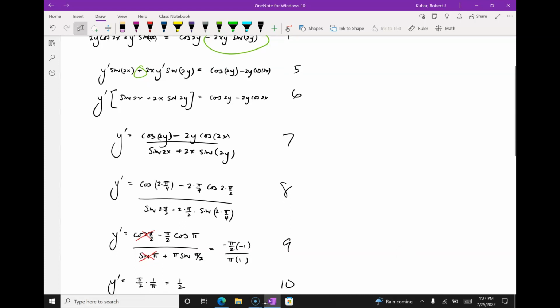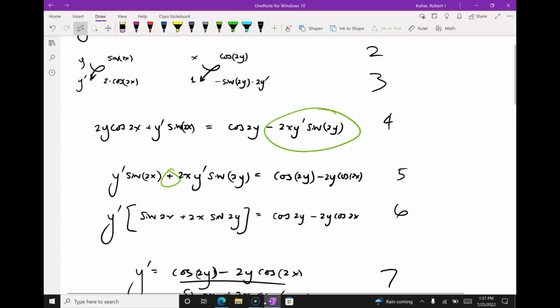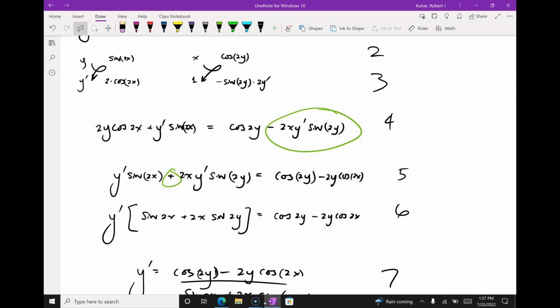The algebra at this point is hideous. There's no way around it. Got to do it. You got to practice enough that you'll make mistakes at home instead of making them on the quiz or on the test. There was a y prime on both sides, but then I moved all my y prime terms to the left, right? And I moved my non-y prime terms to the right.